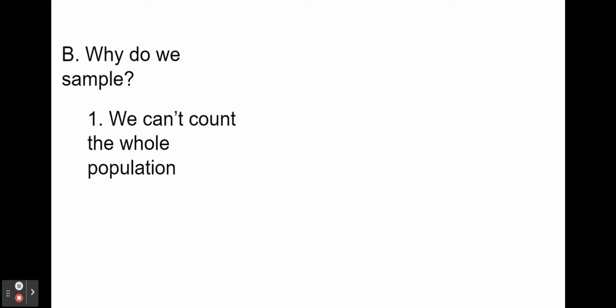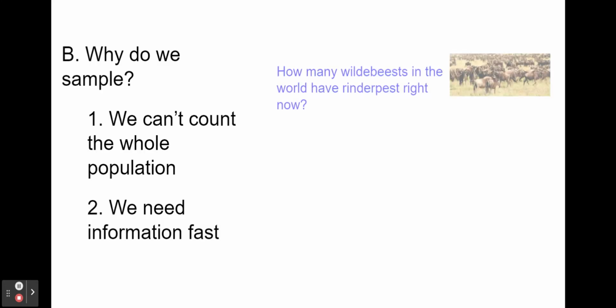Section B, why do we sample? Well, two simple reasons. Number one, we can't count the whole population, or if we could, we can't do it fast enough. Detail 2, we need information fast. So here are 3 real types of questions that you would need to use sampling to answer. Our first question, how many wildebeest in the world have rinderpest right now? Rinderpest is a deadly virus. We need to use sampling to do this because we can't count the whole population of wildebeest, and we need this information quickly so we know how to respond.